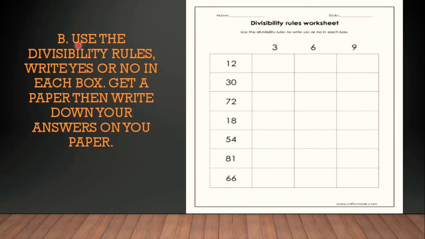Now, letter B. Use the divisibility rules to write yes or no in each box, like this. If 3 is divisible by 2, you will write here a yes. Then if 6 is divisible by 12, write here a yes. Or if not, write here no. Write down your answers on your paper. So just pause this if you're done.